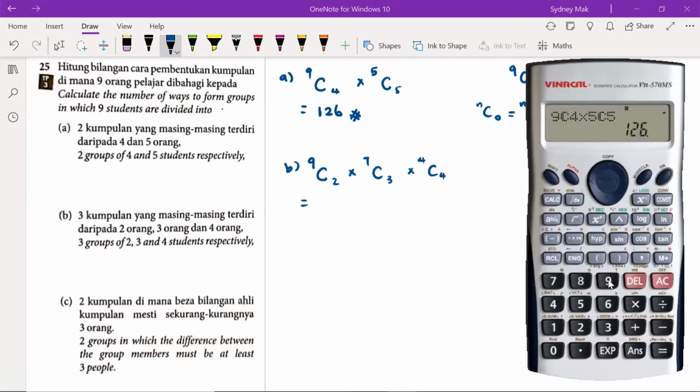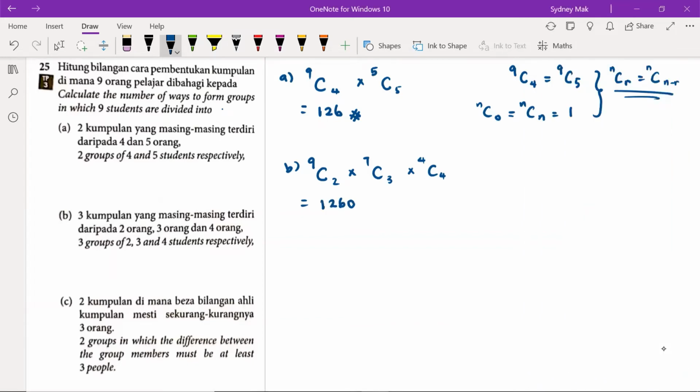Let's put all this together. So 9C2 times 7C3, and then times 4C4. You don't need to key in 4C4, as long as you understand that NCN is 1. So the answer over here is 1,260 ways to form 3 groups.